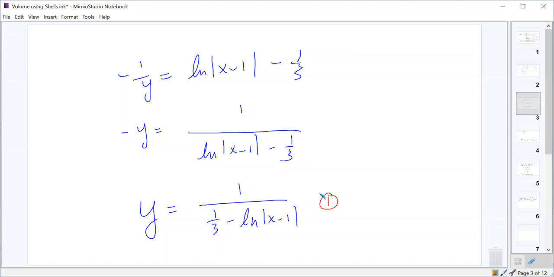Say it again, you did what? Yeah, that's fine too. Yep. Well, your final answer should have been 3 over 1 minus 3 ln x minus 1, but because of the negative, yeah, or the -1 or -3. Yeah, that's fine. Yeah, that's totally fine. That's what I would do if I was wanting it to look nice, but I don't know. They'll accept any of them. Other questions?